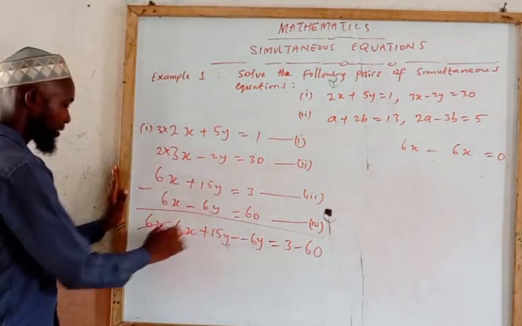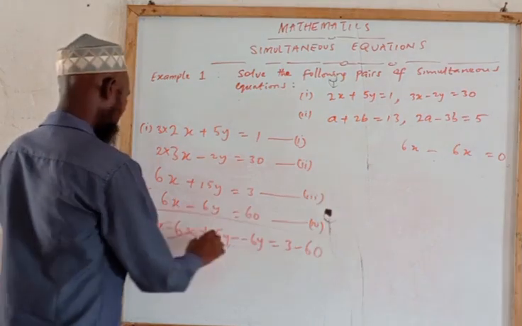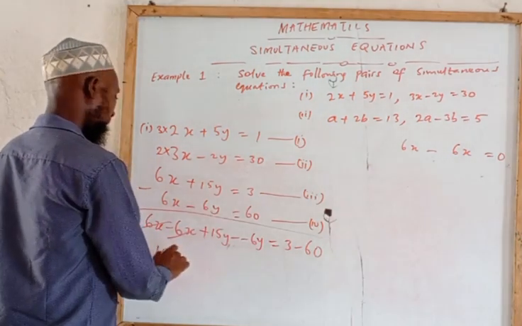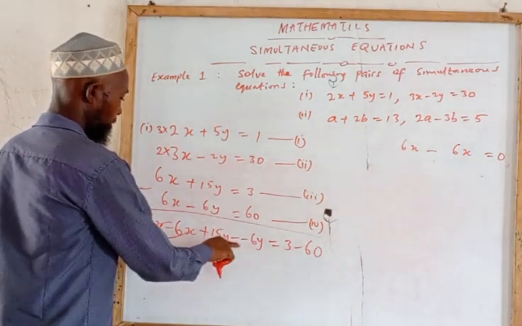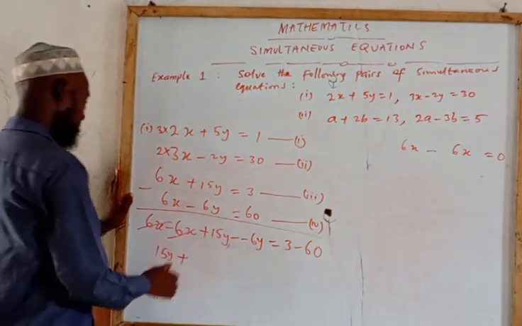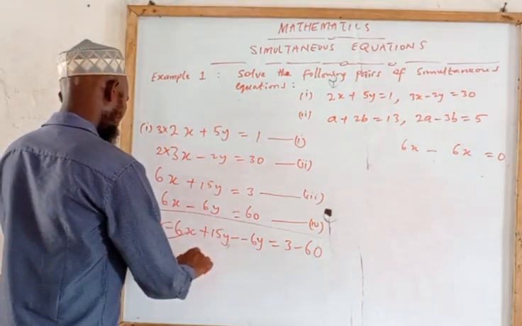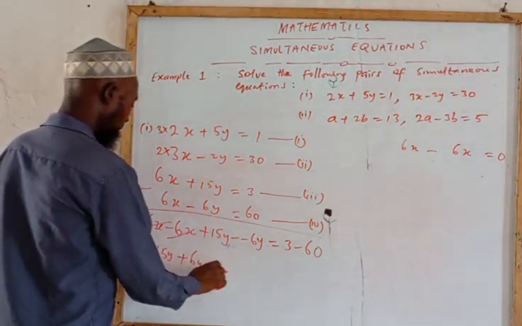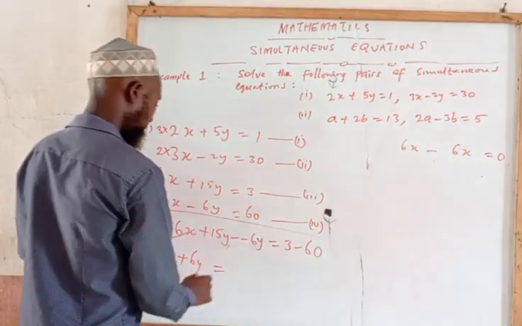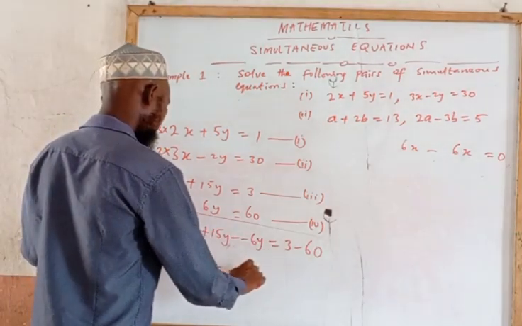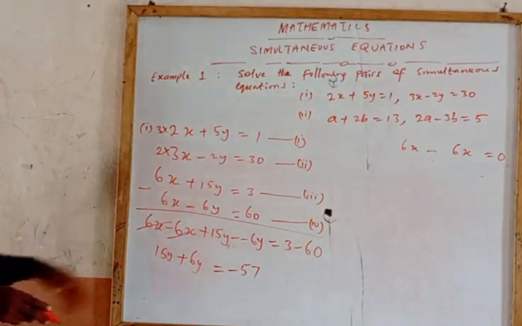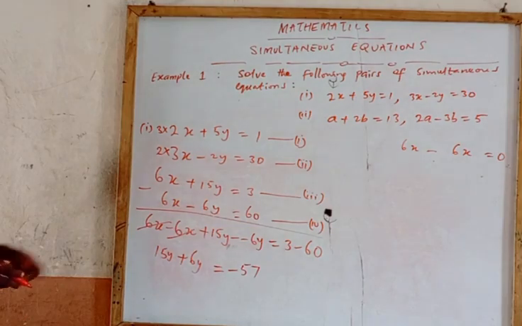So we can see this cancels this. I'm left here with 15y plus, because minus as minus gives plus, 15y plus 6y here is equal to 3 minus 60, which gives minus 57. Now there is a mistake somewhere.